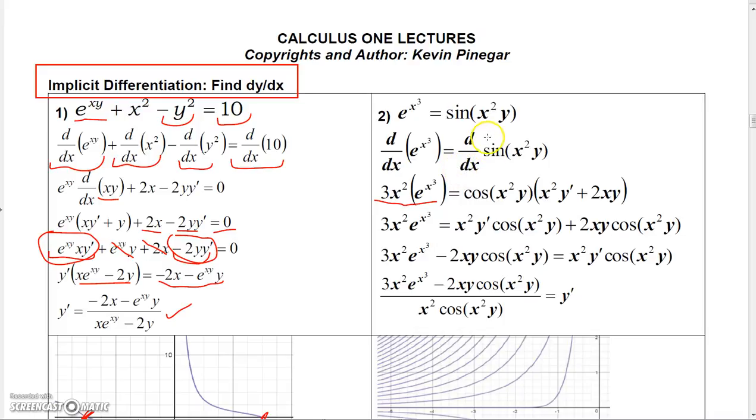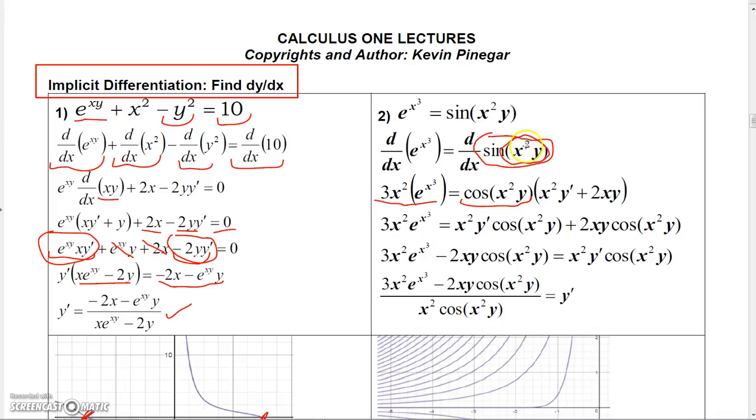Now here I have to treat this as sine of u. So the derivative of sine u, remember, is what? It's cosine u, and then you multiply by the derivative of u. So I've got to multiply by the derivative of x squared y. Now, how do I find the derivative of x squared y with respect to x? I have to use the product rule.